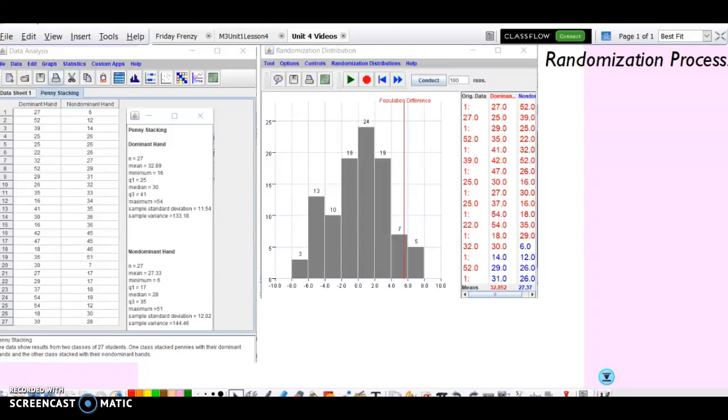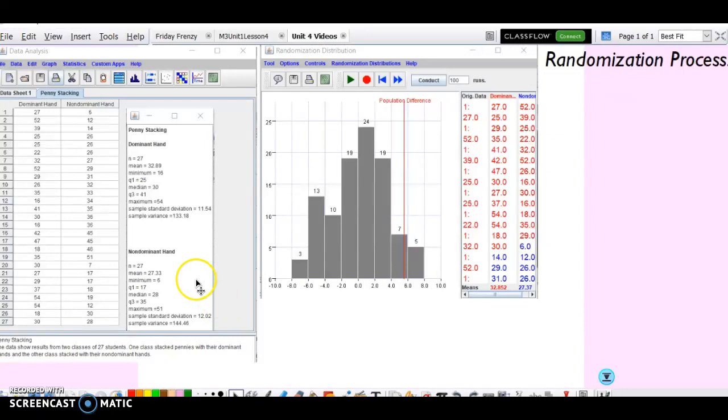We've been taking data from experiments and deciding if the treatment we're giving is actually making a difference. Now, in math, we call that being statistically significant. So, for example, we did some penny stacking in our class, and we were trying to decide if which hand you used made a difference.